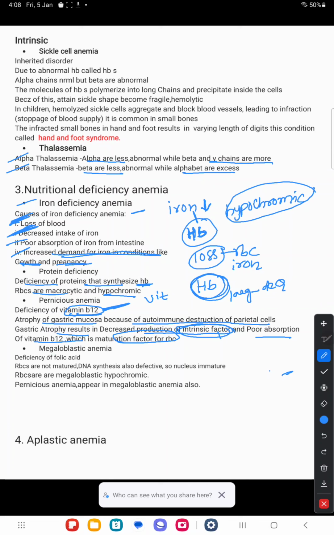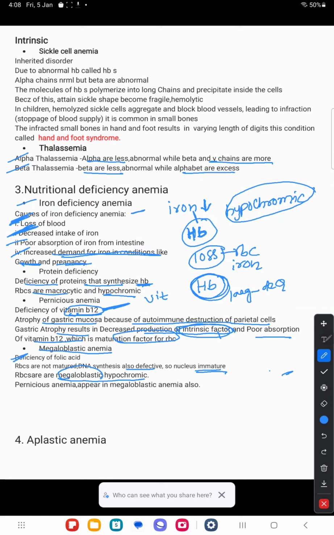Okay. Next, we will discuss megaloblastic anemia. Megaloblastic anemia is due to the deficiency of folic acid. RBCs are not matured. DNA synthesis is also defective, so the nucleus is immature. What happened? DNA synthesis becomes defective. So DNA is present within the nucleus, right? So the nucleus also becomes immature. RBCs are megaloblastic and hypochromic, meaning larger in size.